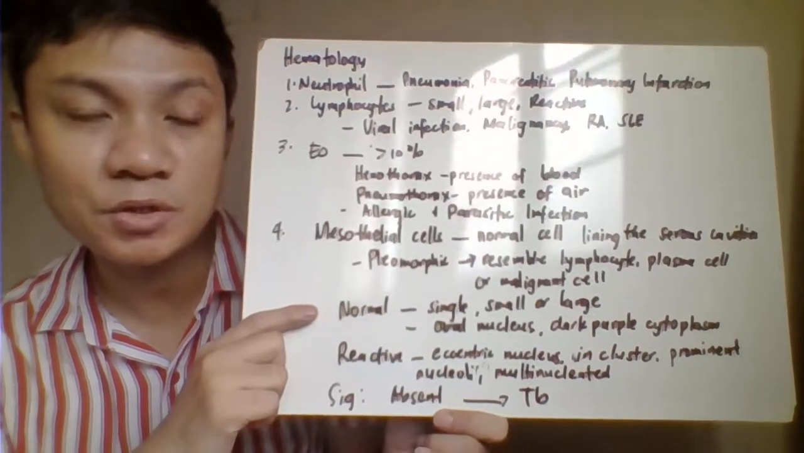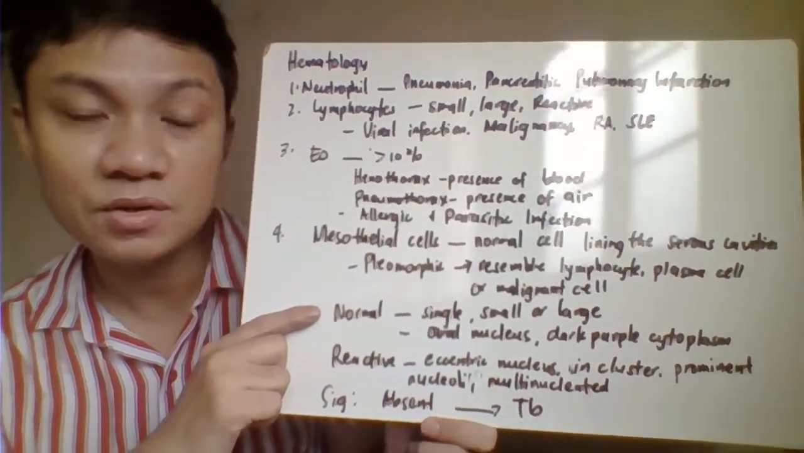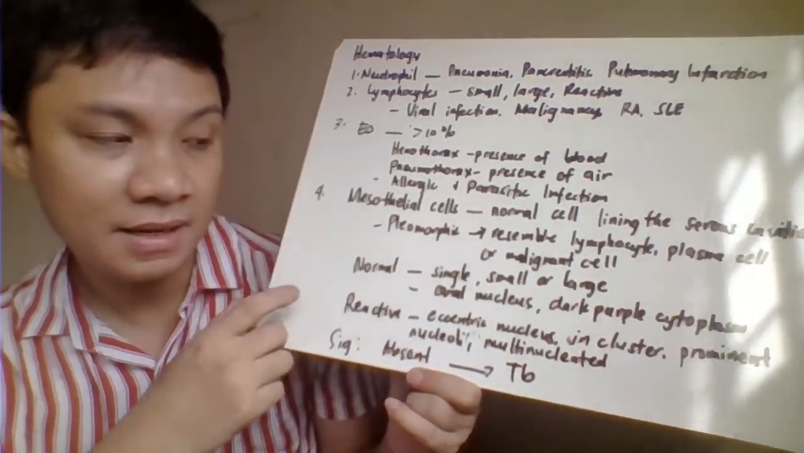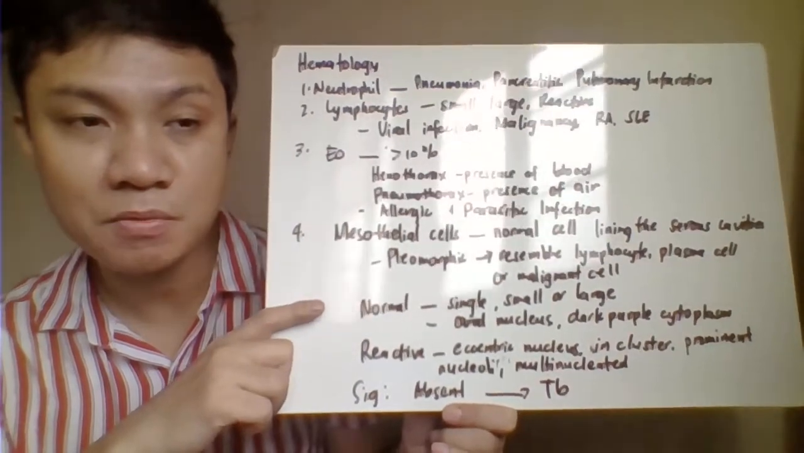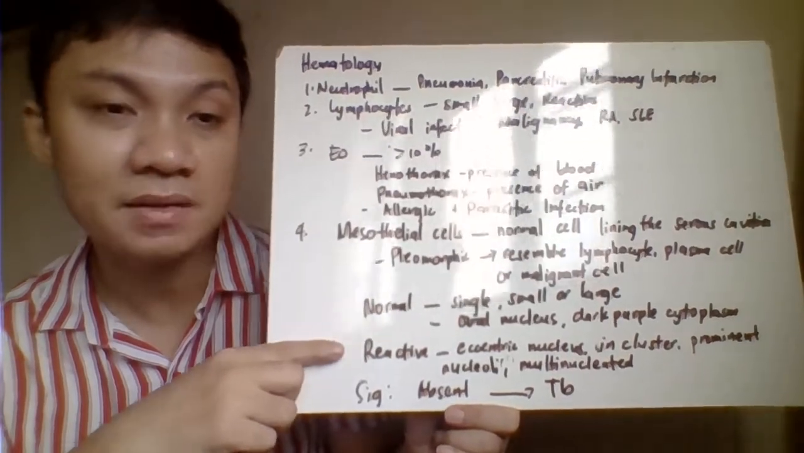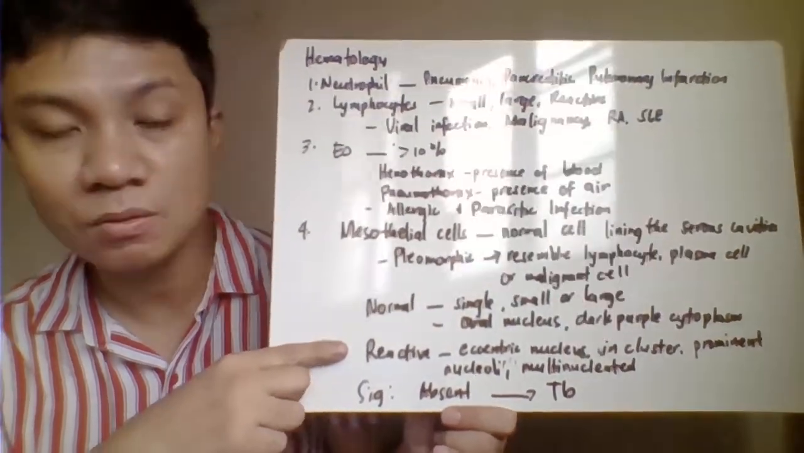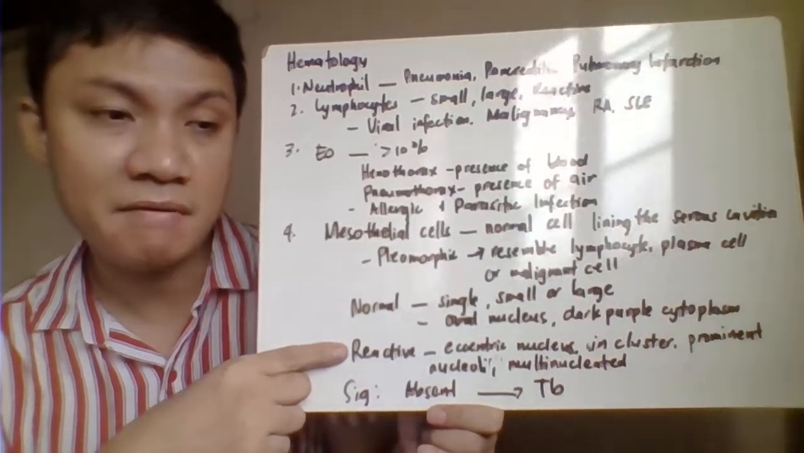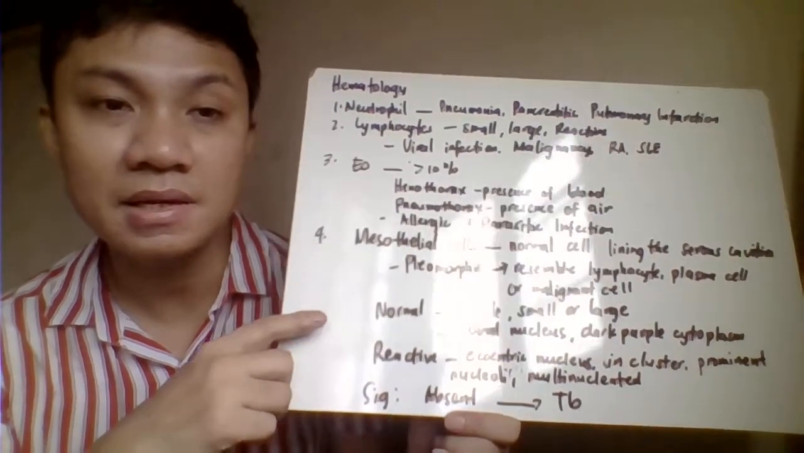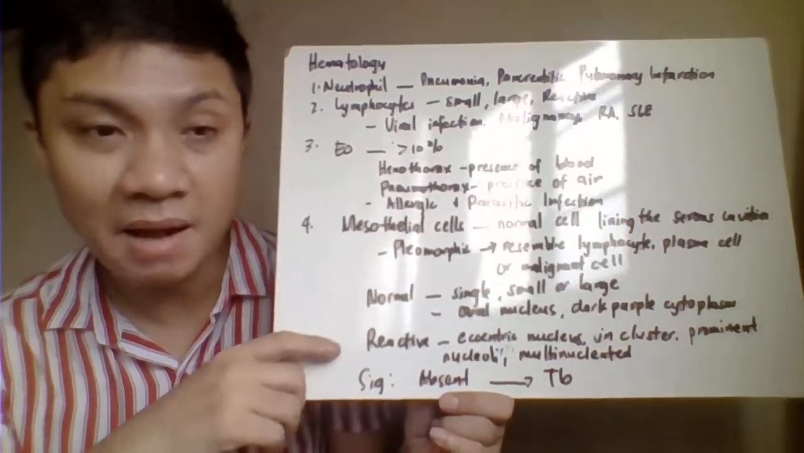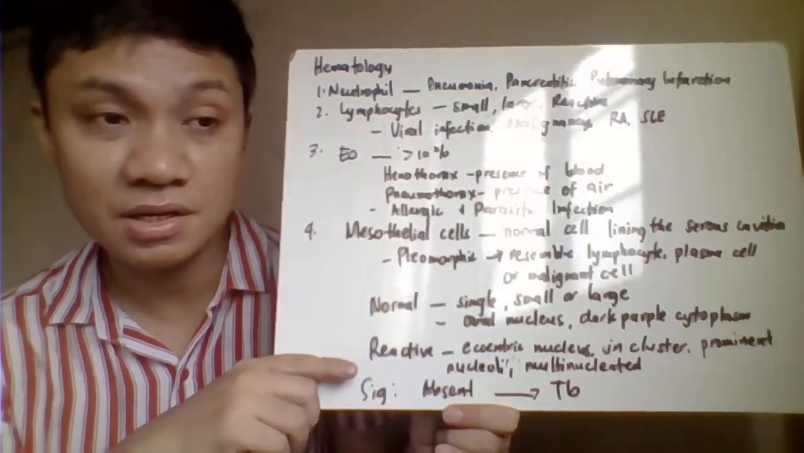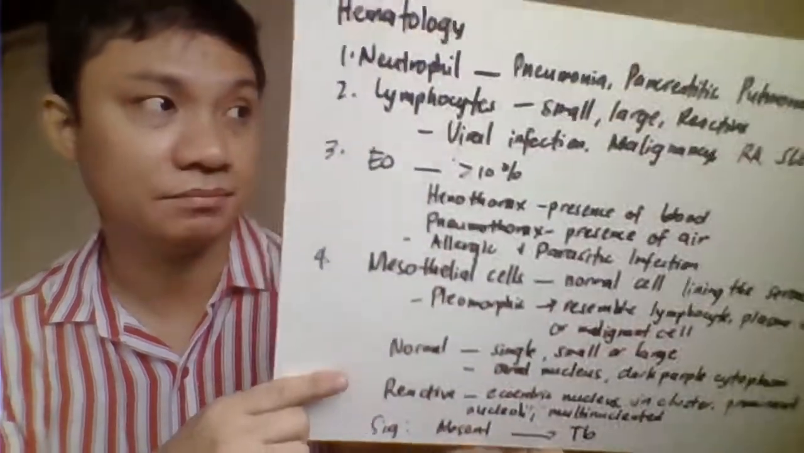Normal mesothelial cells usually appear single, large or small in size, with a round or oval nucleus and dark blue or dark purple cytoplasm. The reactive mesothelial cells, on the other hand, usually appear in clusters, with an eccentric nucleus, very prominent nucleoli, and very abundant cytoplasm. So normally, you could find mesothelial cells. What makes it abnormal would be the absence of mesothelial cells. In the absence of mesothelial cells, you need to consider tuberculosis.